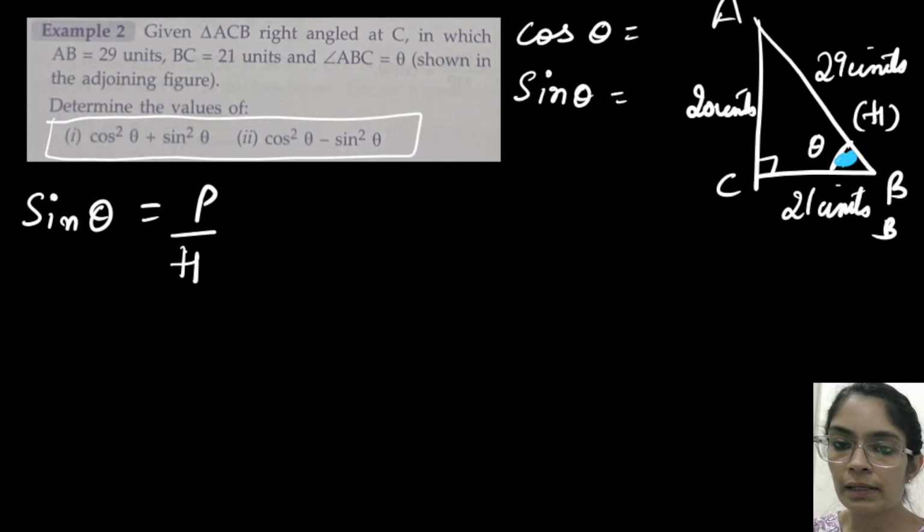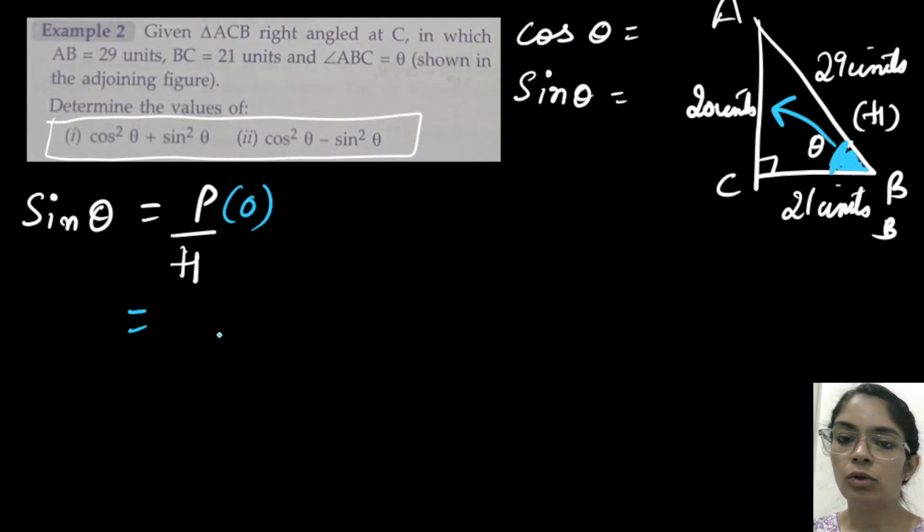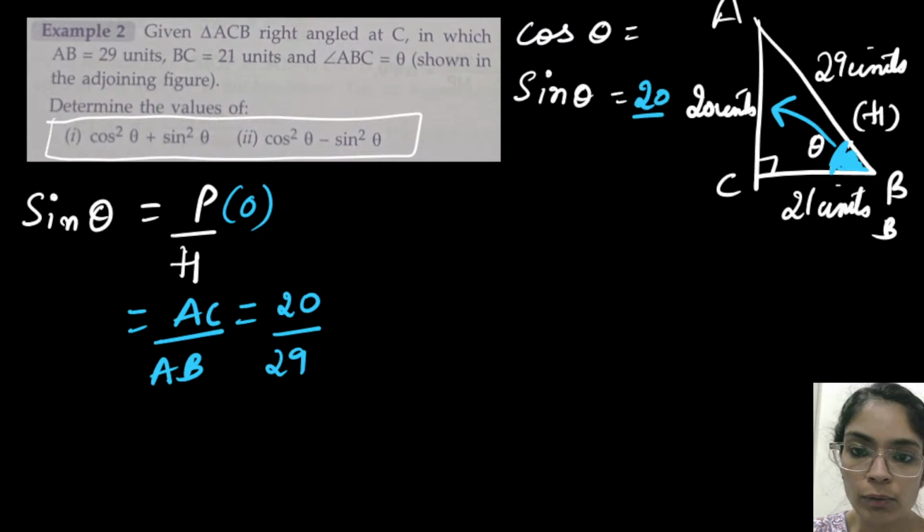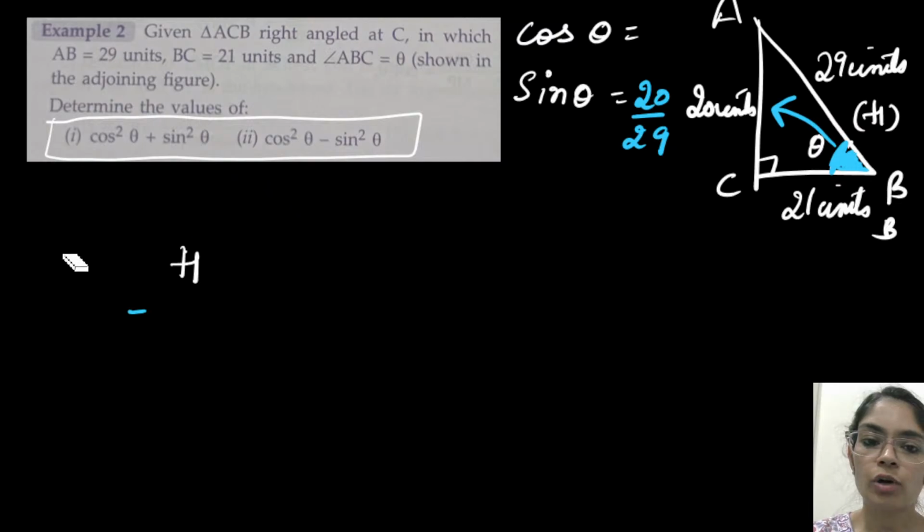Now with respect to angle B we have to see. This is angle B, because here theta is given to us. With respect to angle B, the opposite side is the perpendicular. So opposite is AC, AC by AB. AB is the hypotenuse, that is fixed. AC's value is 20, by 29. So sin theta is 20 by 29. Let's find the value of cos theta now. What is the formula of cos theta?